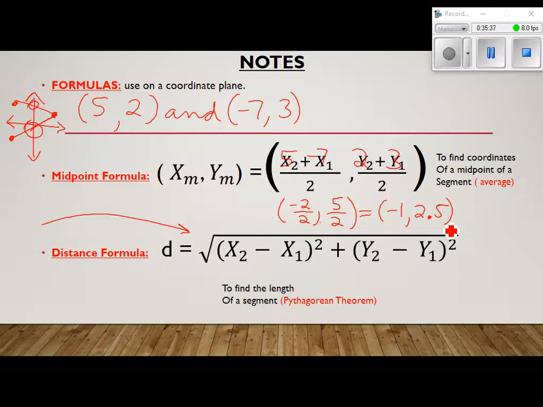All you're doing is adding the x's together, dividing by 2, adding the y's together, dividing by 2, to find the midpoint. Should be easy.